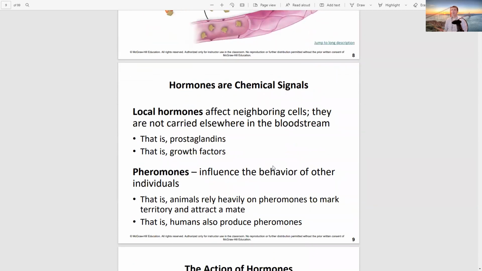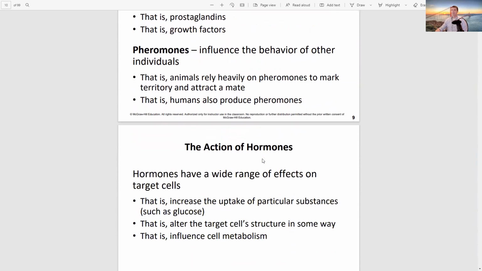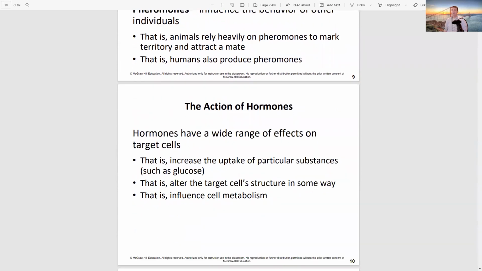So local hormones affect neighboring cells. They are not carried elsewhere in the bloodstream. That is prostaglandins or growth factors. Pheromones influence the behavior of other individuals. Animals rely heavily on pheromones to mark territory and attract a mate. Humans also produce pheromones. So hormones have a wide range of effects on target cells.